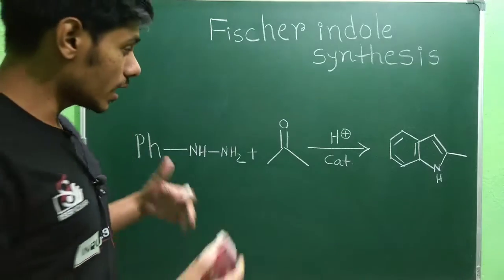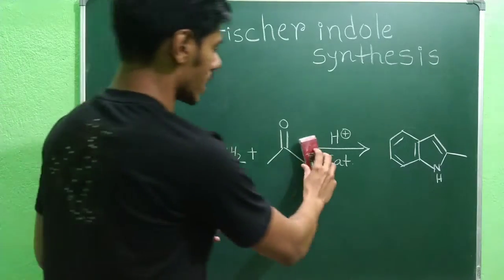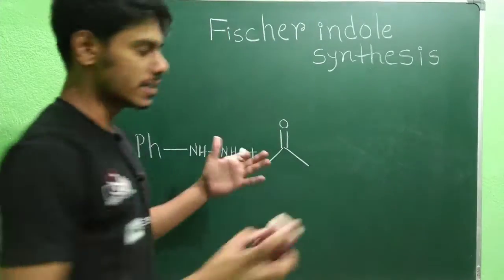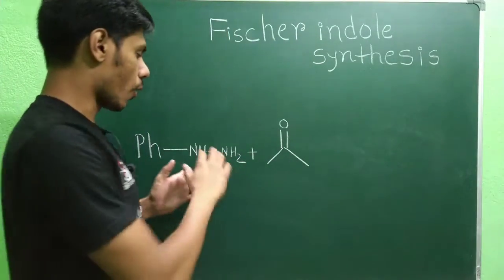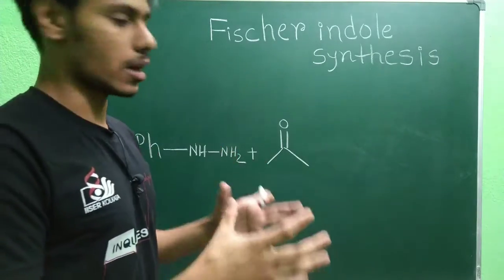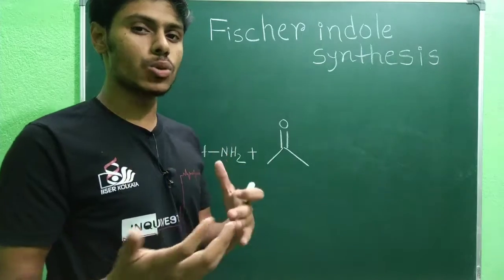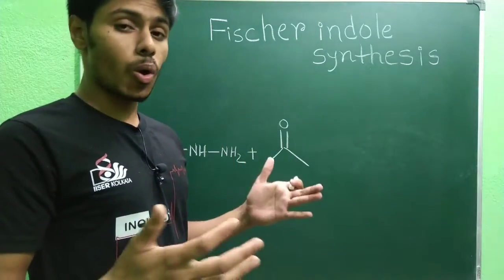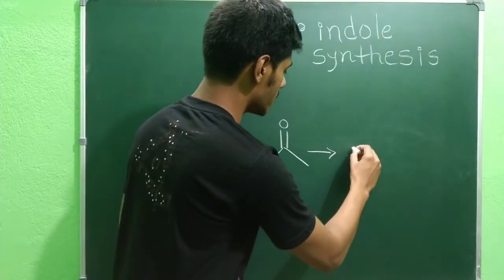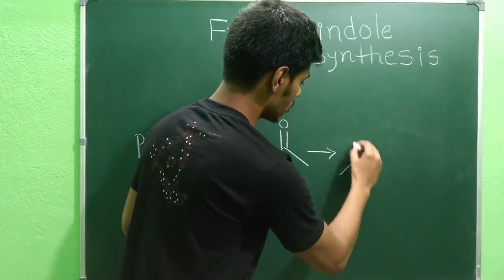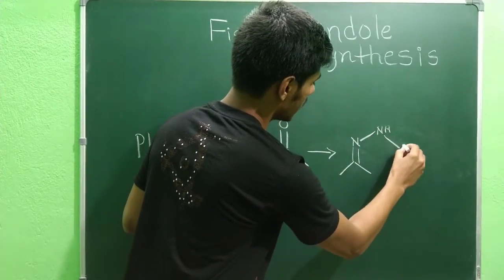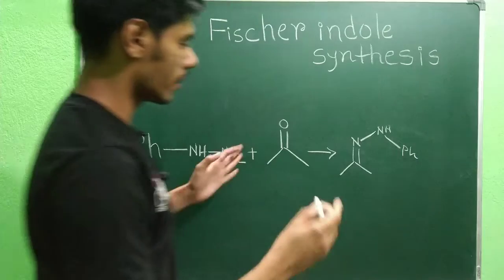So if we talk about the mechanism of this reaction, the first step which you can easily recognize is the formation of the imine, because whenever you treat any normal amine with a ketone, it always generates an imine or Schiff base. So in this reaction also you will have a Schiff base or imine. So this is the first step of the reaction where you will get an imine, right?